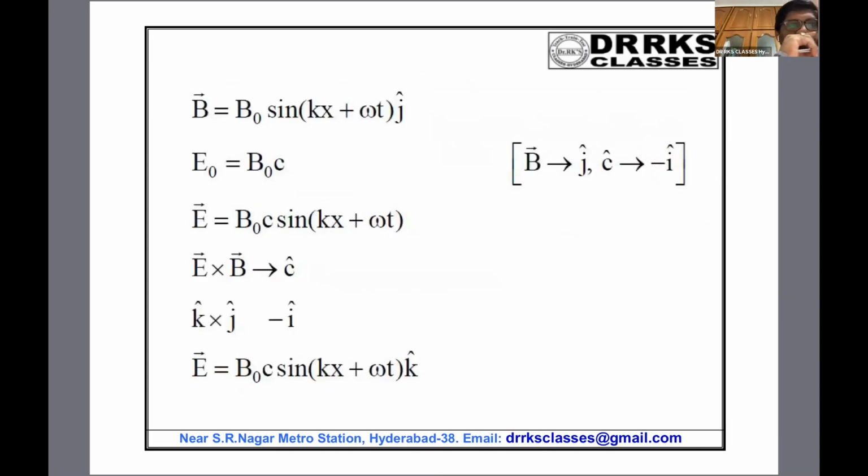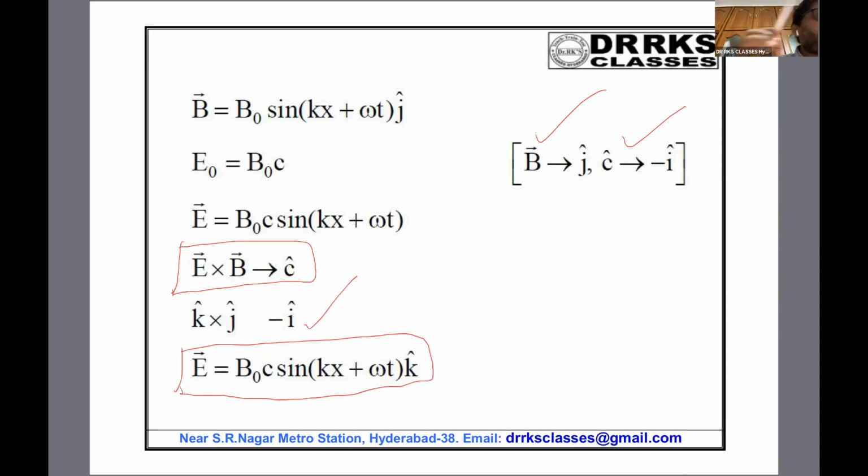So here, this one. Direction of propagation. So apply E cross B is equal to c. So k cross j is minus i cap. So this is the answer. Of course, E naught by B naught is always the velocity of light. If you apply this concept, you will get the correct answer. So let us take this next problem.